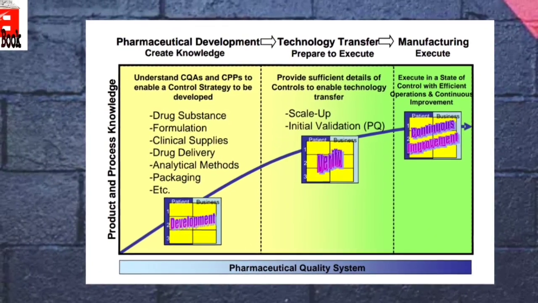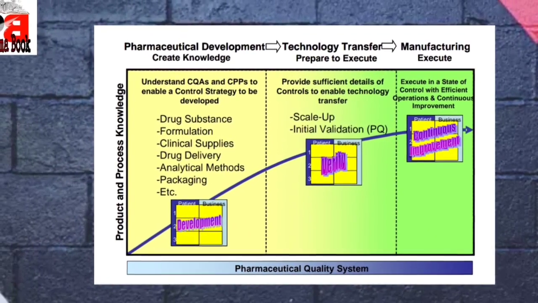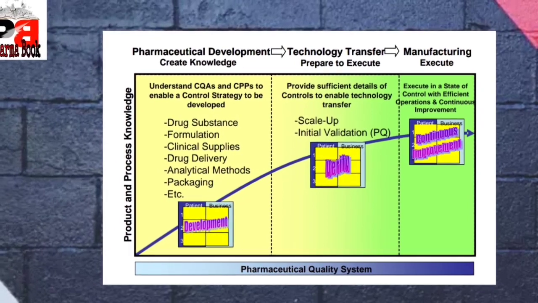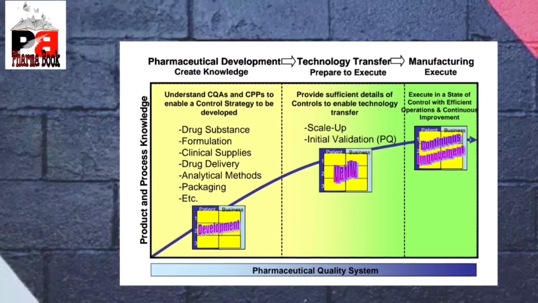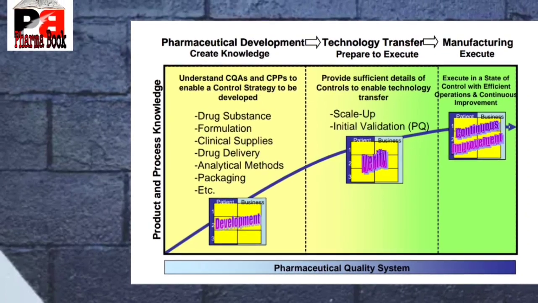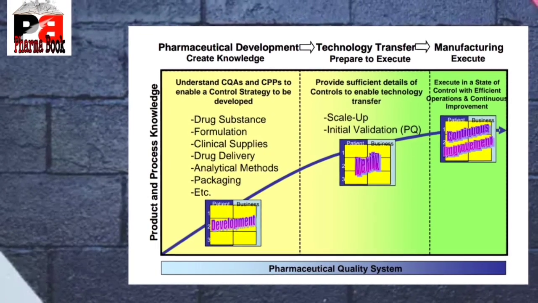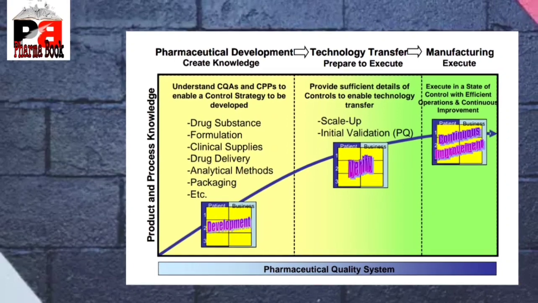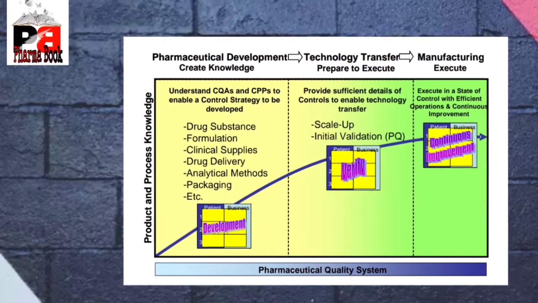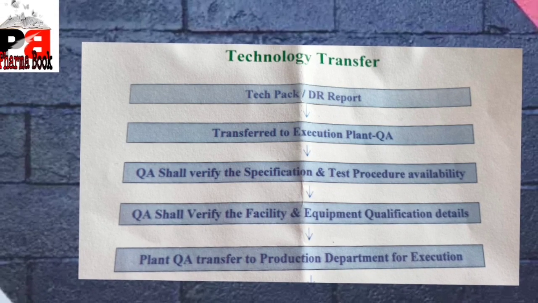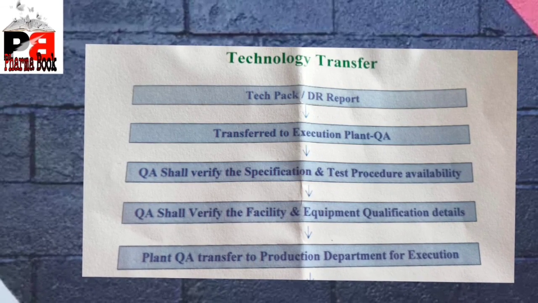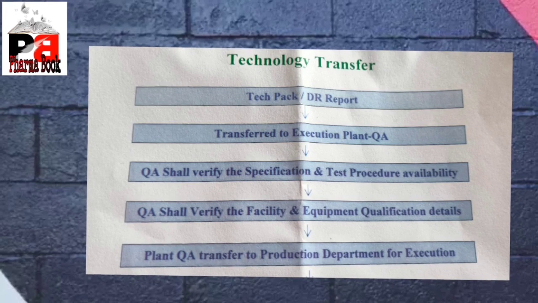Before manufacturing or commercial execution, at least 3 batches of process qualification should be performed. After process validation, the process shall be recommended for commercial manufacturing. The commercial manufacturing batches shall be continuously monitored for improvement. See the technology transfer flowchart in the pharmaceutical industries.